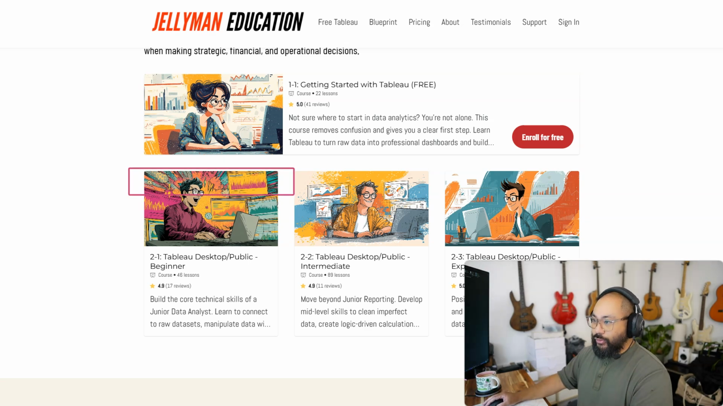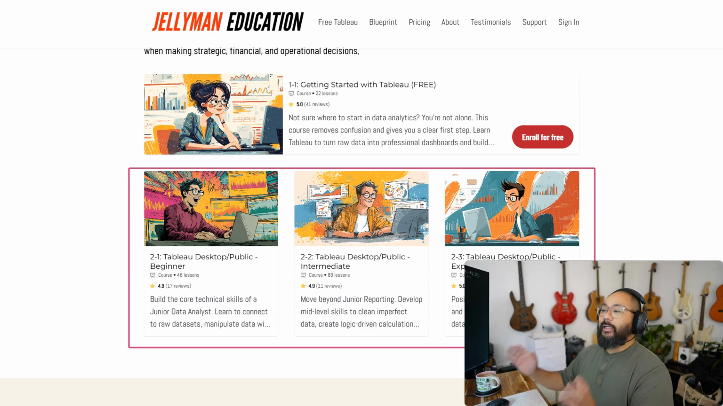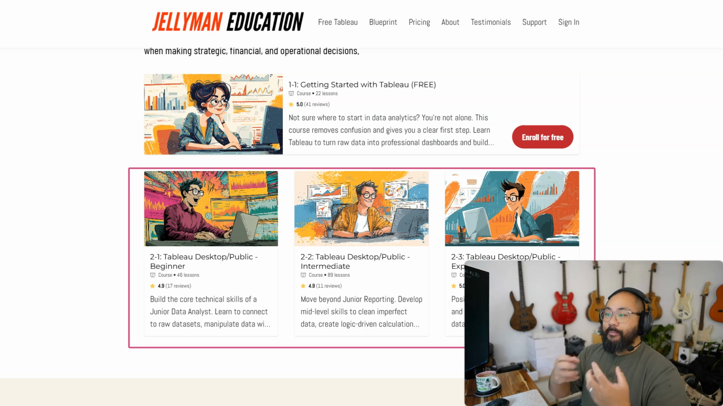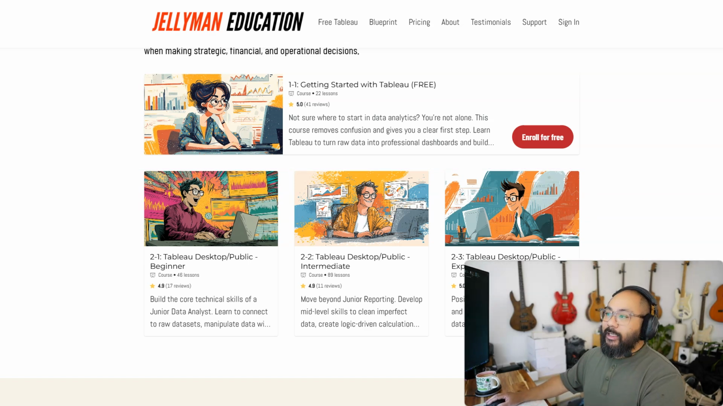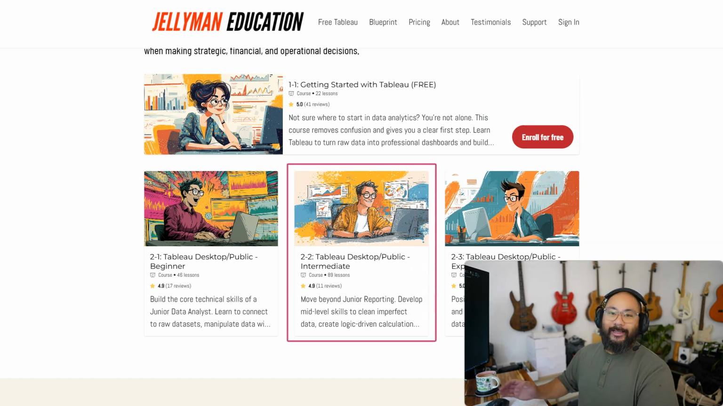There we go into beginner, intermediate, and expert. The key differences is this. In beginner, we're going to be doing a lot of charts and building your foundational skills of visualization. In intermediate, you start to realize that data in the real world is pretty messy. So we need a lot of skills to clean it and massage it and prepare it so that it's actually useful for us.